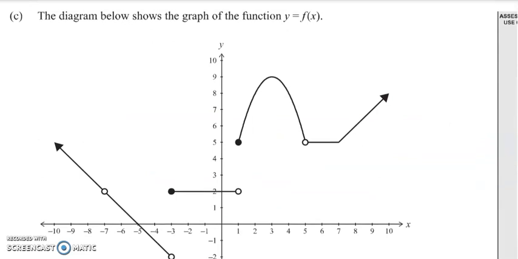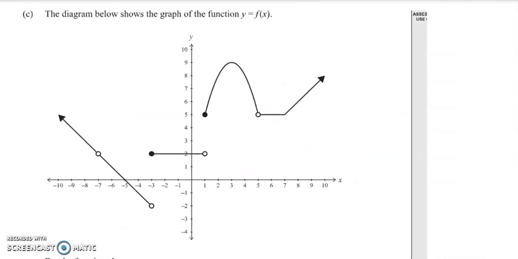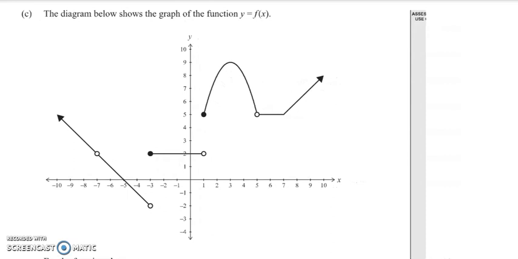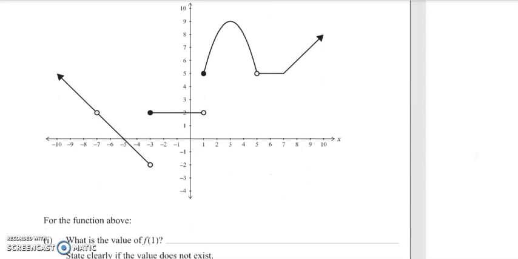Okay, now we're on to part C. Now these questions are actually some of my favorite ones because I think they're actually quite nice, easy merit questions. If you can wrap your head around what's being shown on the graph, these are pretty straightforward. Okay, so we've got some questions about this graph.